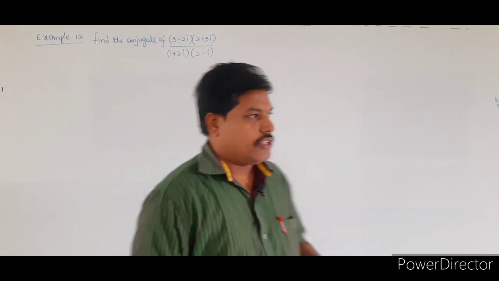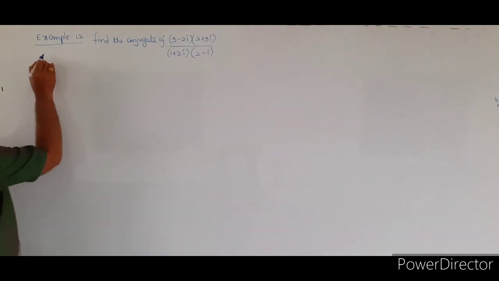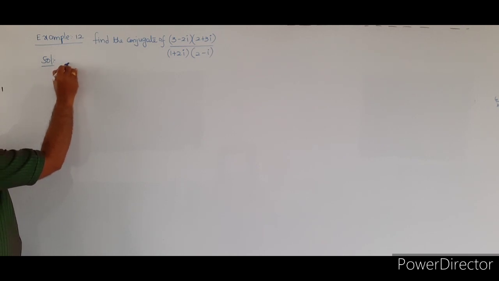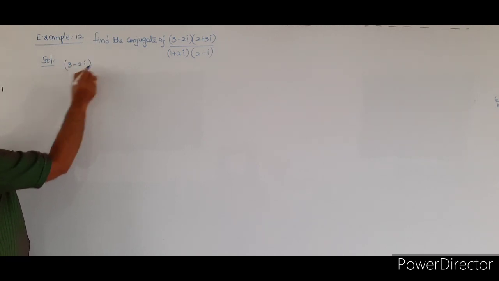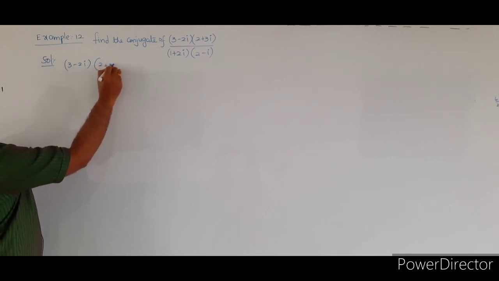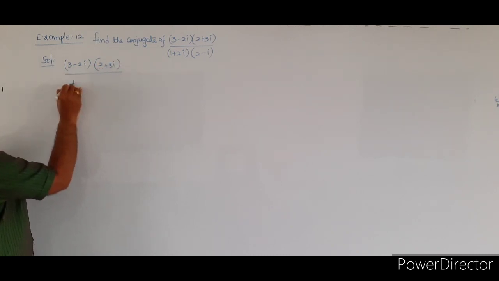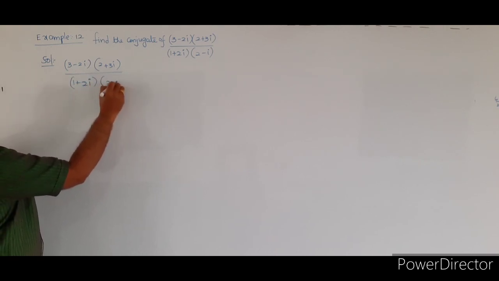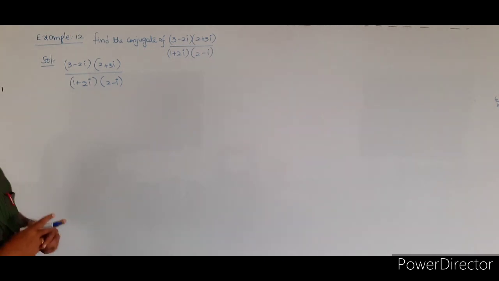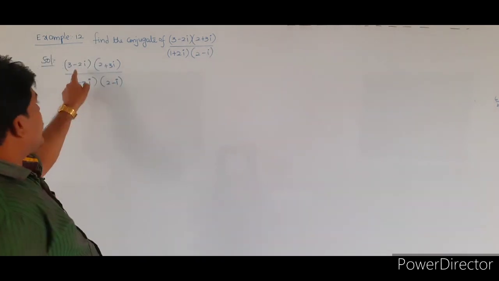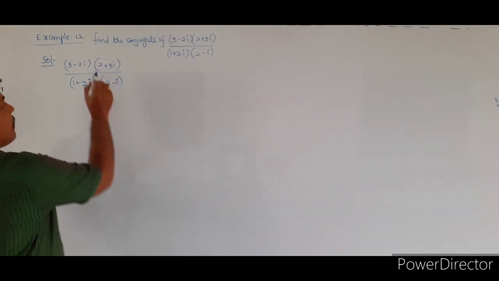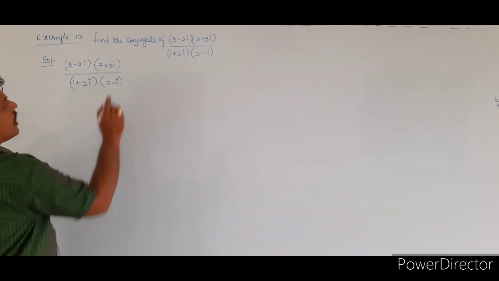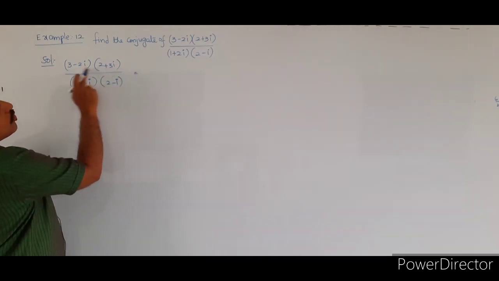How to simplify the question: see this. First I will take it. So given, (3 minus 2i)(2 plus 3i) by (1 plus 2i)(2 minus i). So I am taking this as (3 minus 2i)(2 plus 3i) by (1 plus 2i)(2 minus i). So here, first I will multiply the numerator.